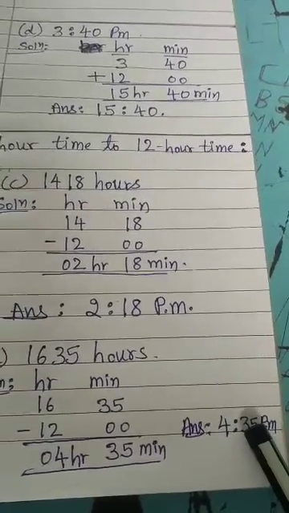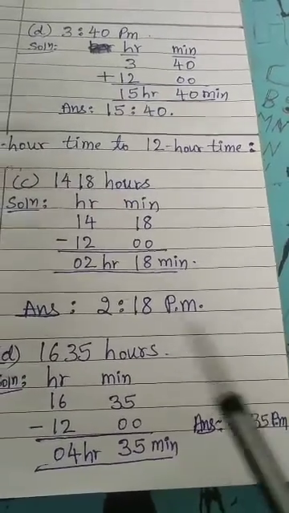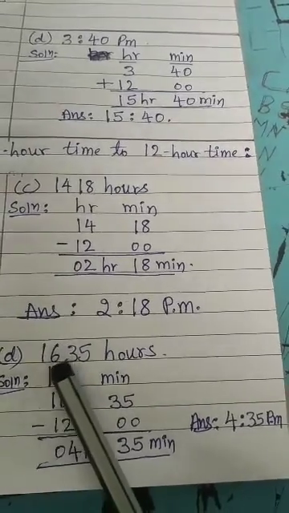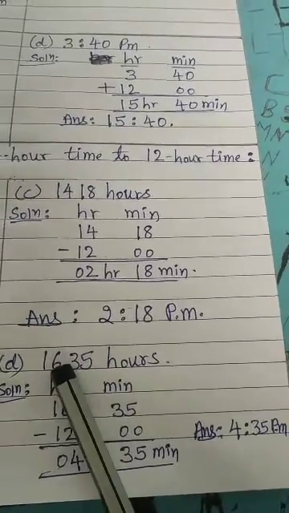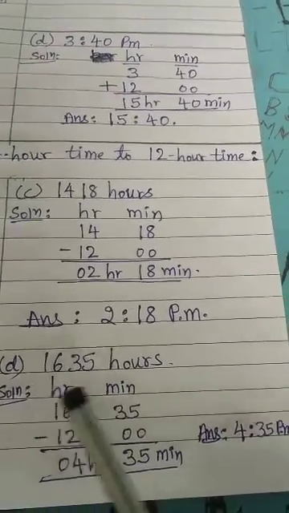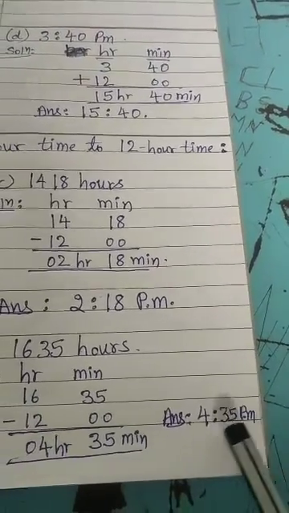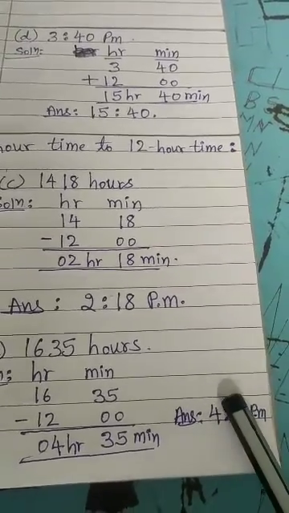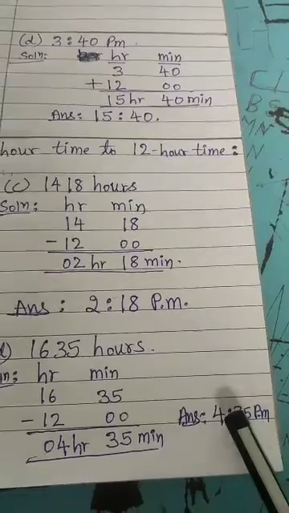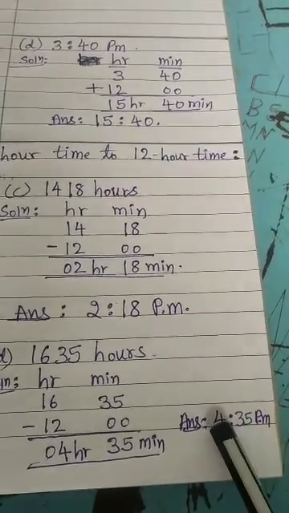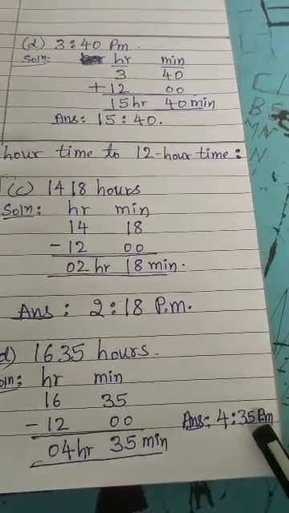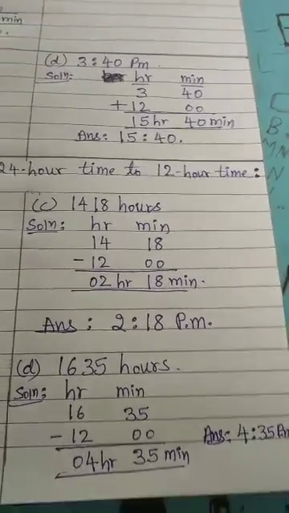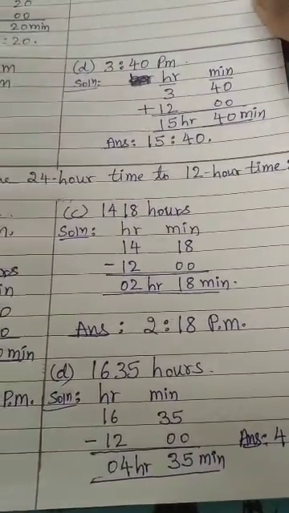4:35 you should write. Afterwards, whether AM or PM, you must see here. If the hour is more than 12, it is PM. 16 is there, it is more than 12. So PM you must write. 4:35 PM. Put the 2 dots here to separate hours and minutes. So 4:35 PM means it is evening 4:35. This is how you have to solve the problems. Understand the problems.